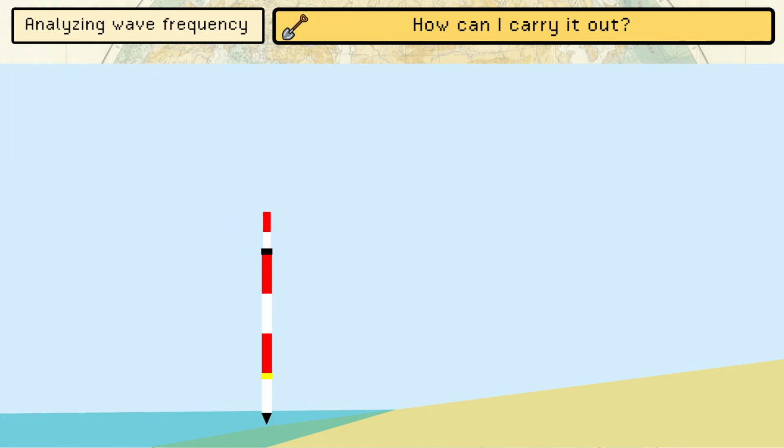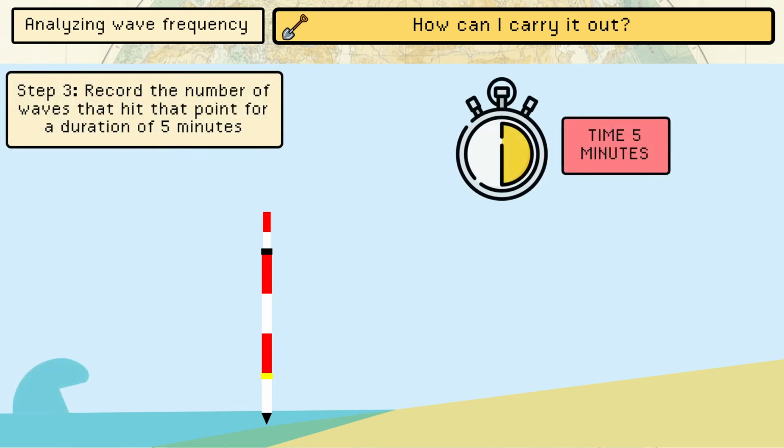What will happen is then I would record the number of waves that hit that point for a duration of 5 minutes. So you take a stopwatch. When you're ready, make sure you time for 5 minutes. What you will actually see is something like this. Observe the wave as it hits the yellow marking on the ranging pole. You see the wave moving, hit, so that will register as 1, for example. Basically just hold it upright, time for 5 minutes, and then count how many times that actually happens. So you have more waves.